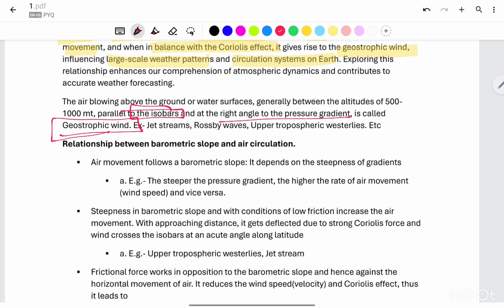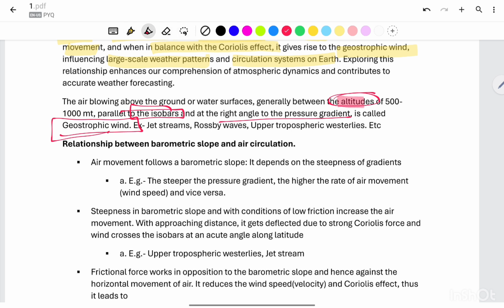First, we need to say the altitude and that it is at right angle to the pressure gradient. It is called as geostrophic winds. Examples of the geostrophic winds are jet streams, Rossby wave and upper tropospheric westerlies.